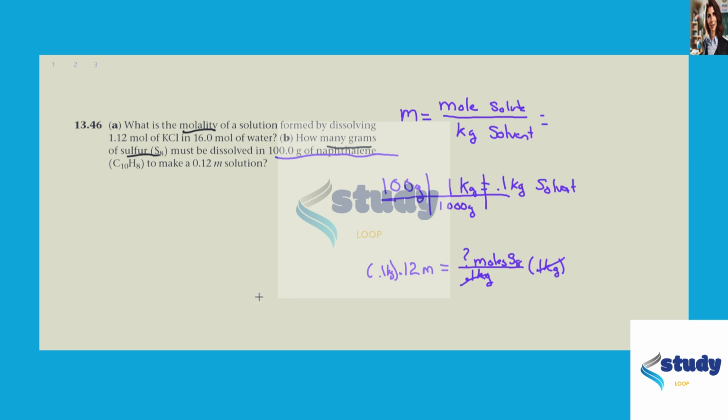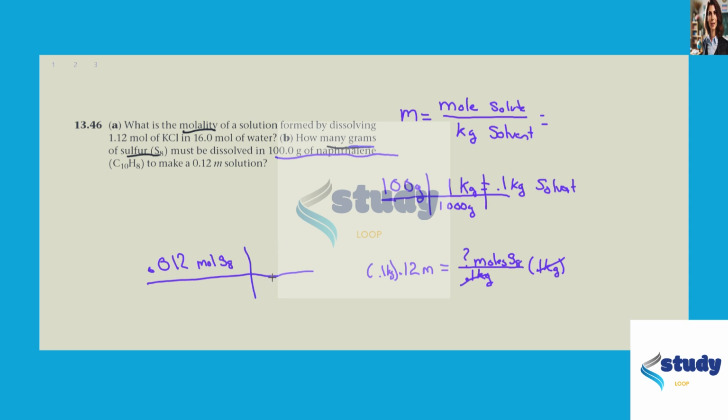So now we have 0.1 times 0.12. So 0.1 times 0.12 in our calculator gives us 0.012 moles of sulfur 8. Perfect. So what were we solving for? How many grams? So we're almost there.